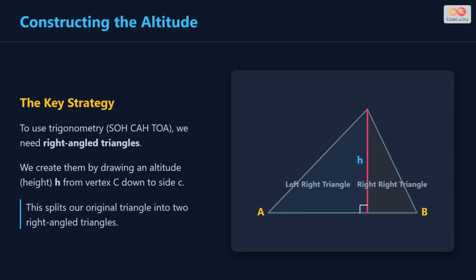Now, basic trigonometry like sine, cosine, and tangent usually requires right-angled triangles. To use these tools here, we need to create right angles. We do this by dropping a vertical line from vertex C straight down to the opposite side. This line is the altitude, or height, and we will label its length as h. This splits our original triangle into two smaller right-angled triangles.